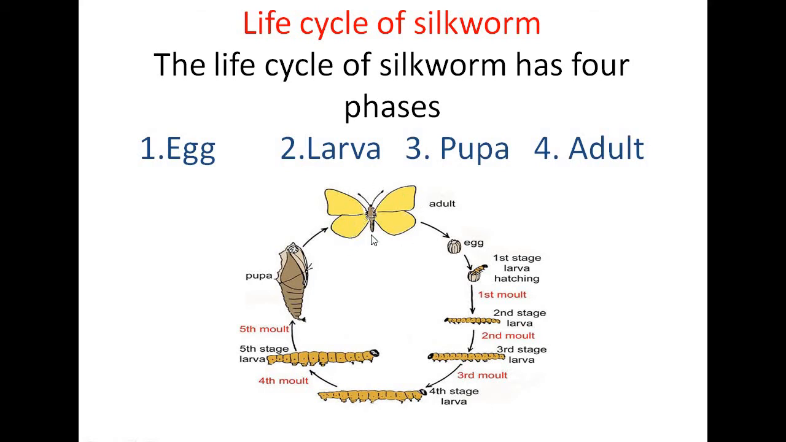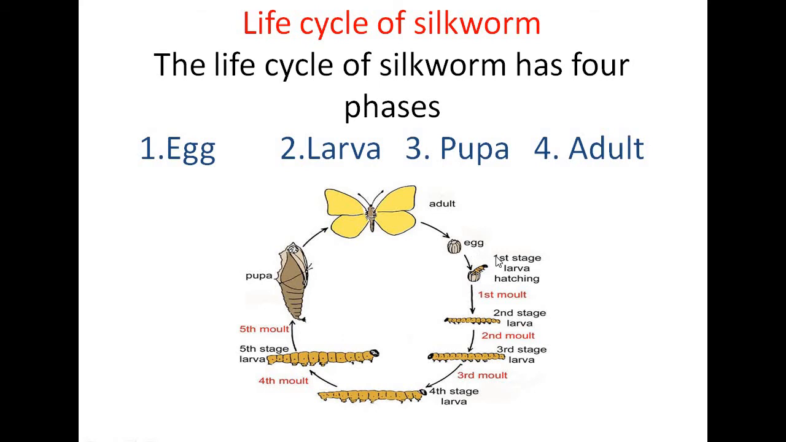This is the adult silkworm. After mating with the male, or after the reproduction process between male and female, the female silk moth lays eggs. This is the first stage, egg. Later on we will discuss each stage in brief.